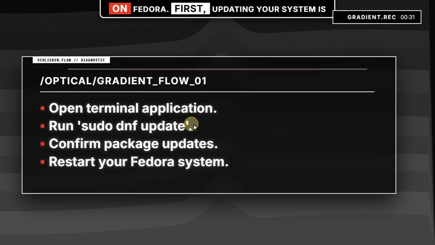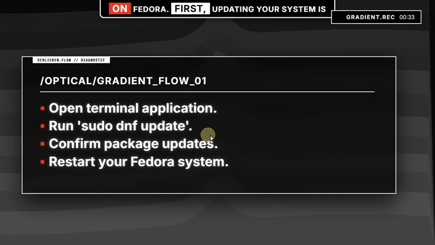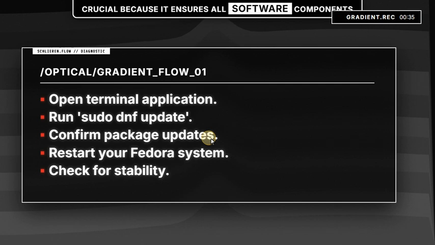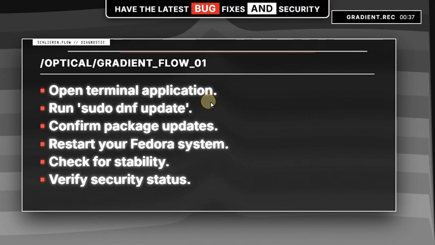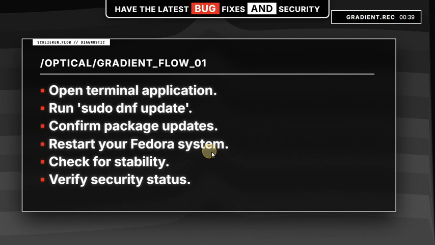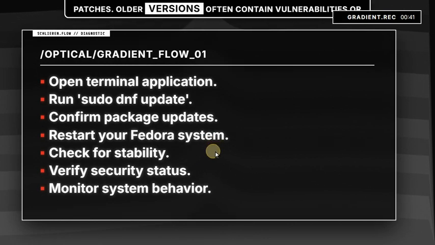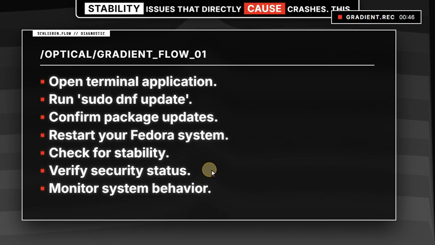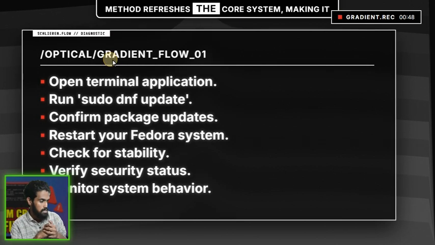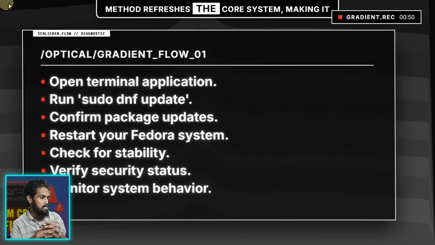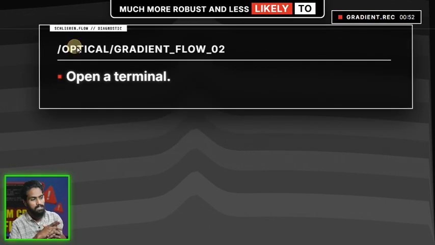First, updating your system is crucial because it ensures all software components have the latest bug fixes and security patches. Older versions often contain vulnerabilities or stability issues that directly cause crashes. This method refreshes the core system, making it much more robust and less likely to fail unexpectedly.